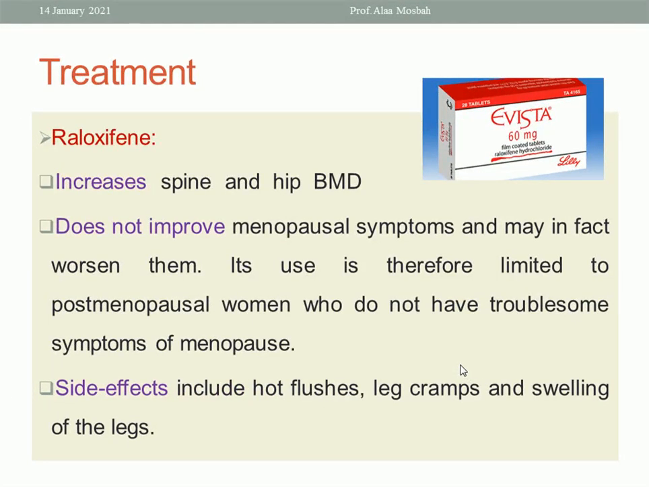What about raloxifene? Raloxifene, as we mentioned before, specifically increases the spine and the hip bone mass density. But one of its disadvantages is that it doesn't improve menopausal symptoms. In fact, it makes them worse. So hot flashes will increase with raloxifene, not improve. And also leg cramps and swelling of the legs may happen. So these are side effects or disadvantages of raloxifene, as you see.